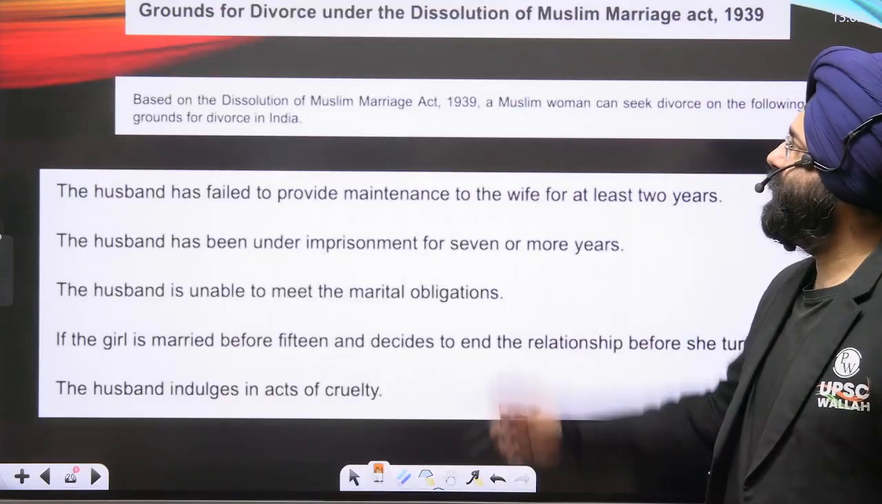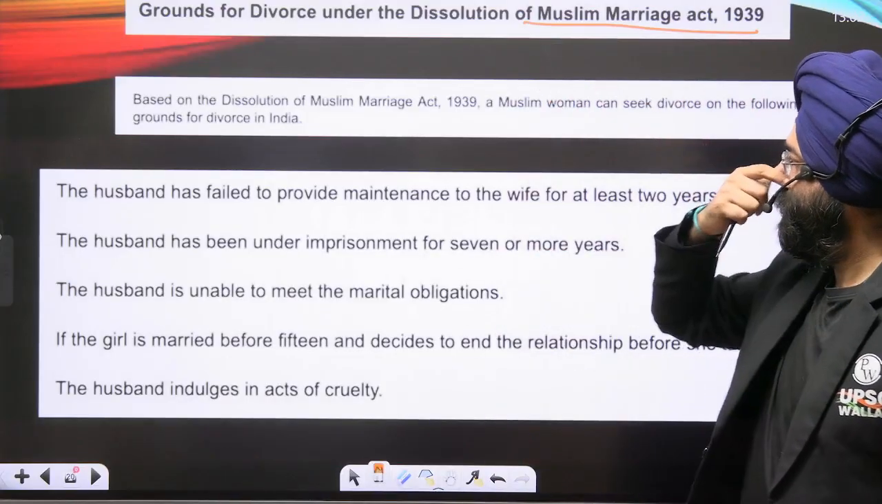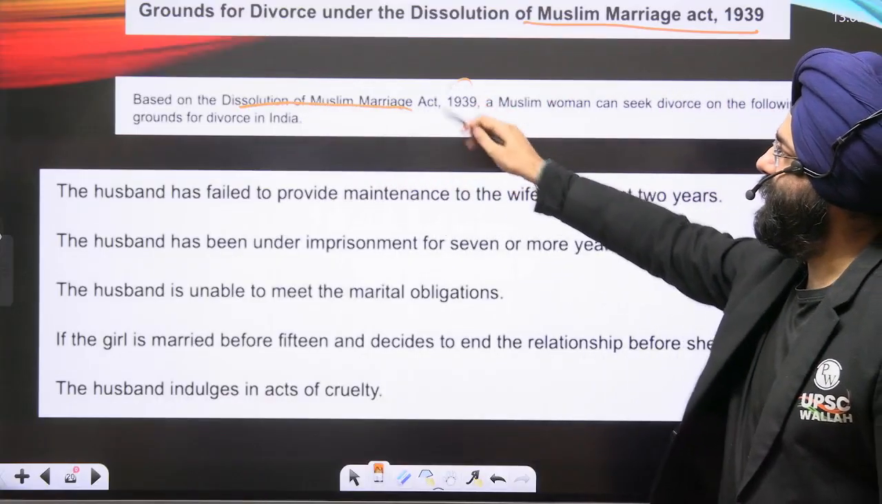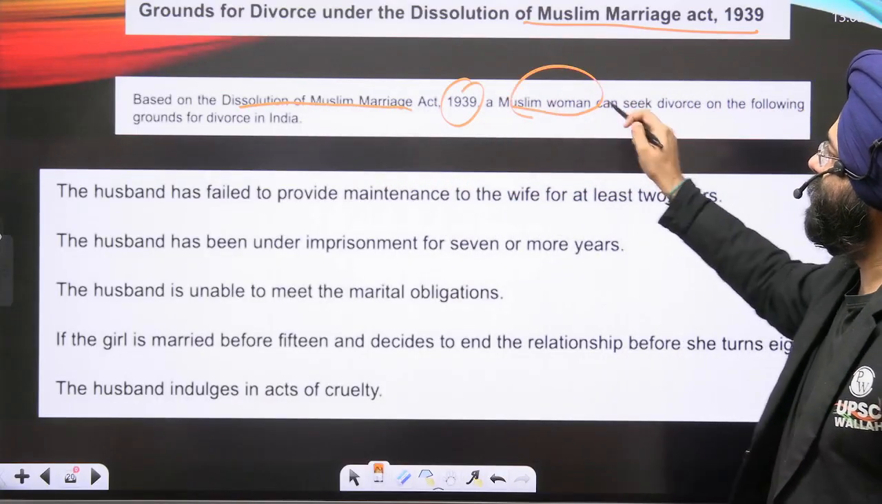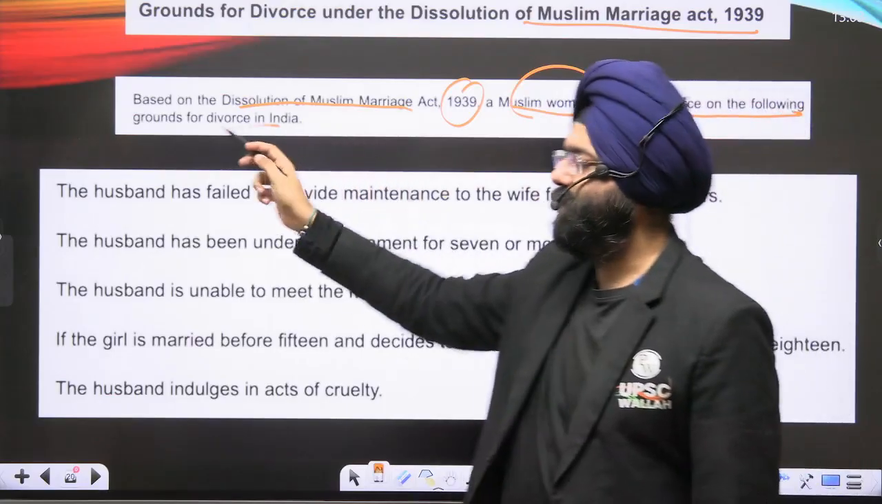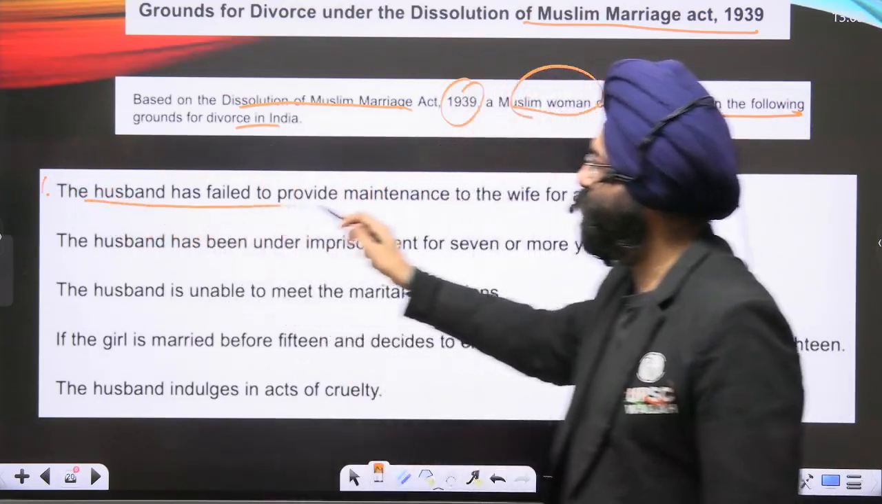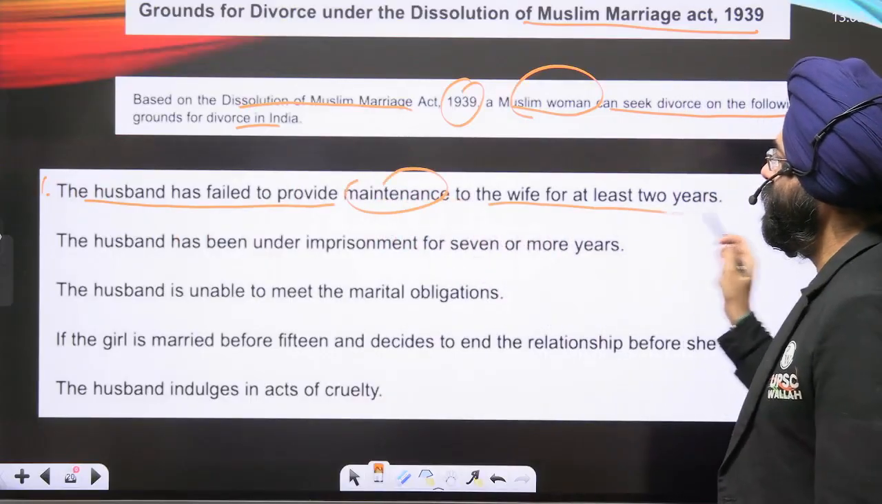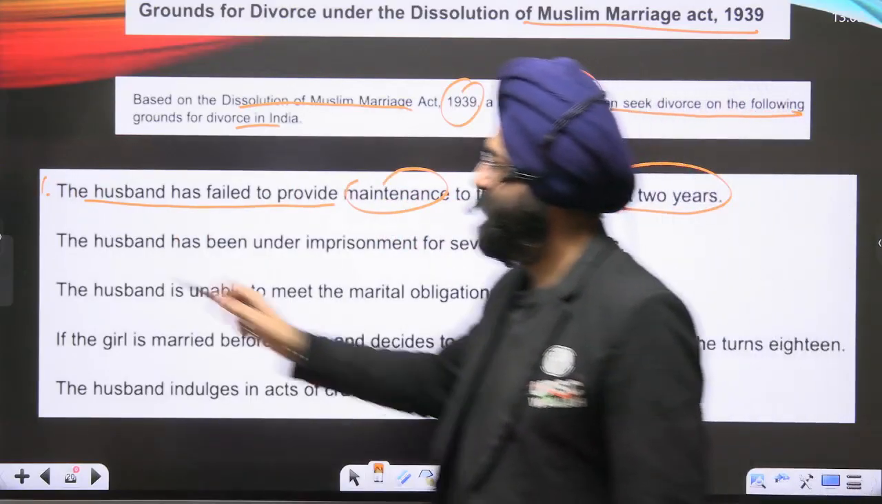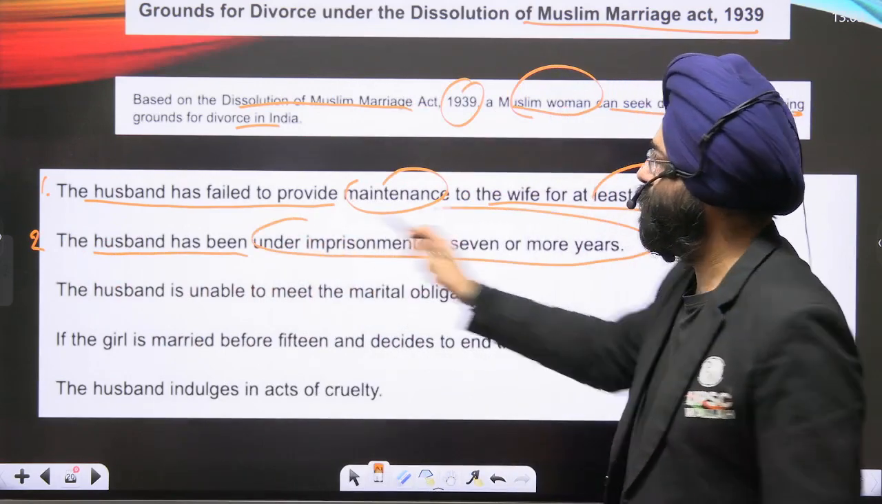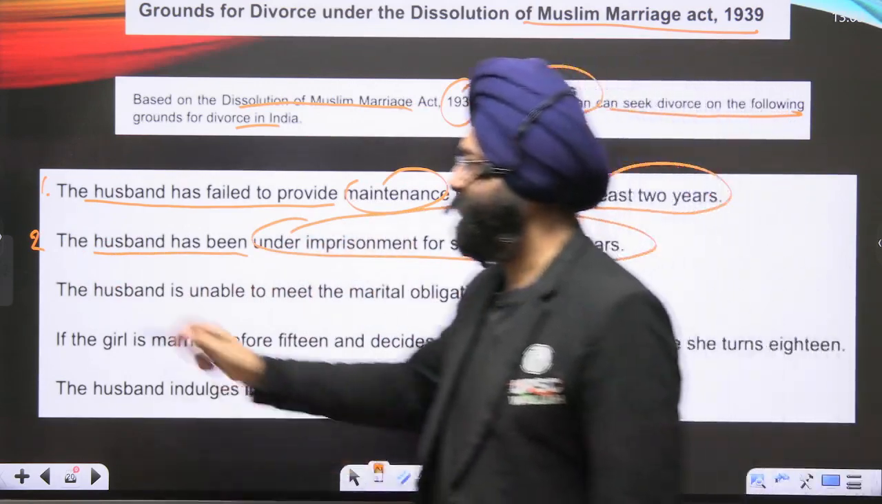Now let us move ahead under the Muslim Marriage Act. Please understand, based on the Dissolution of Muslim Marriages Act 1939, a Muslim woman can seek divorce on the following grounds. We have covered the aspect of women over here. First, if the husband failed to provide maintenance to the wife for at least 2 years. Second, the husband has been under imprisonment for 7 or more years. Then also the wife can file for a divorce.